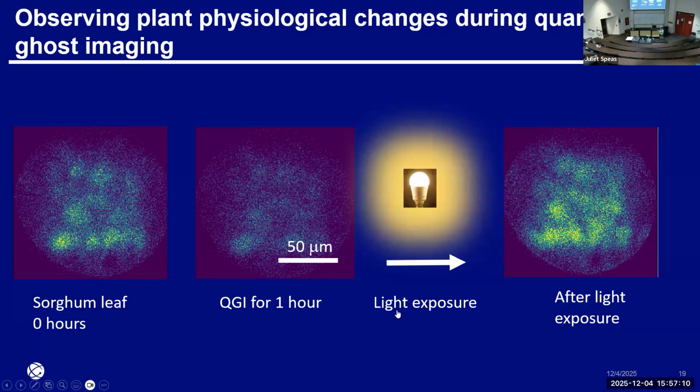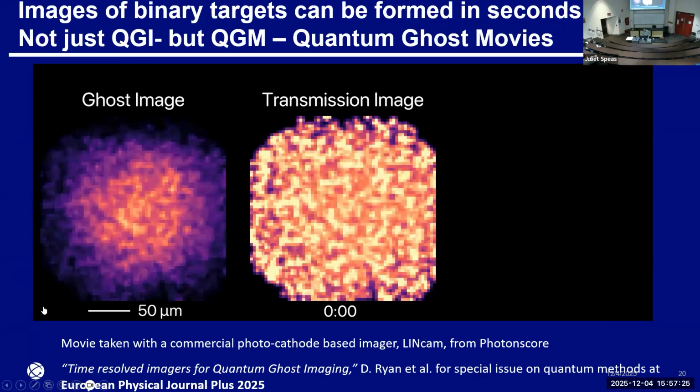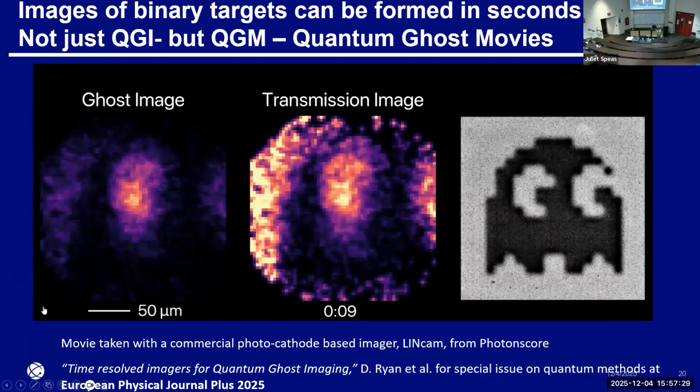What I will show you is something simpler, which is a movie of binary test targets going through our system, because quantum imaging is now, for these binary test targets and these cameras that record individual photon arrivals, you can now build the ghost image in about a second. So this is a movie of us just translating various binary test targets.